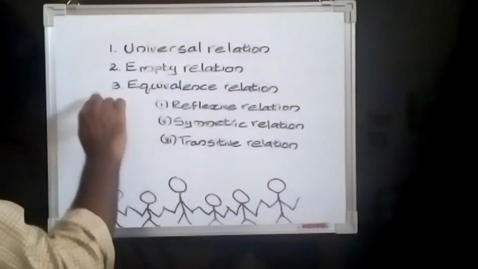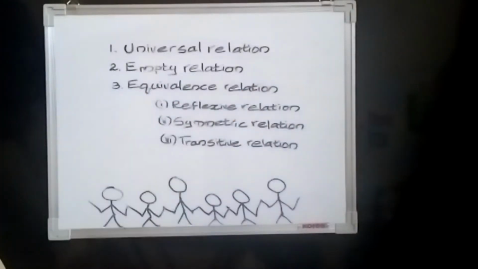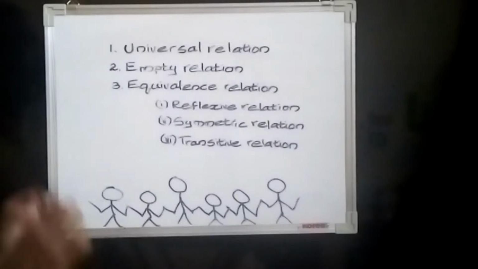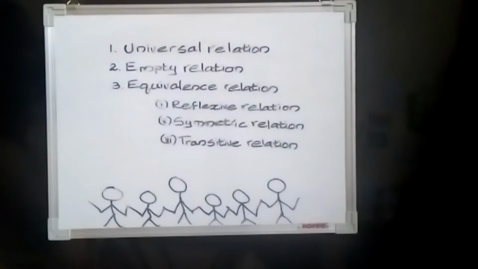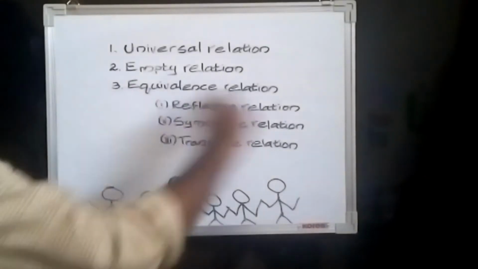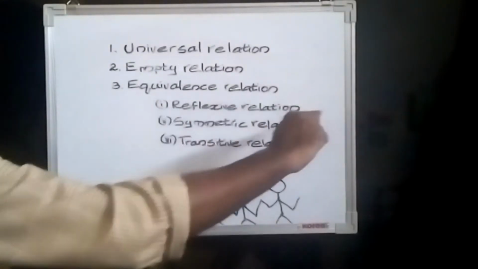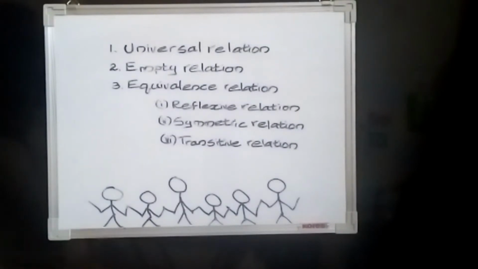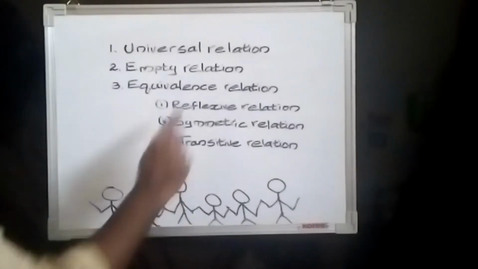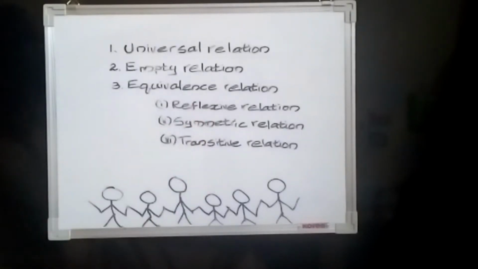Now, we have to study what an equivalence relation is. We have to study in detail what an equivalence relation is, and it is the most important one we have to study in this chapter. A relation in the set A is said to be an equivalence relation if it is reflexive, symmetric, and transitive.